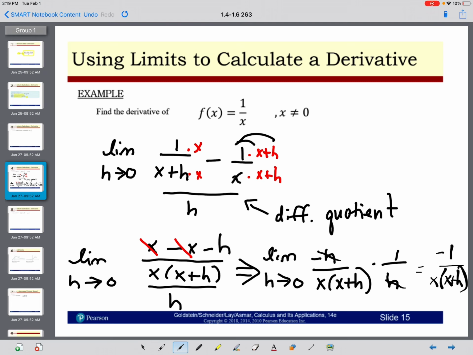Okay, and now we're going to take that limit as h approaches 0. So we're going to let h go to 0. And so when we do that, what we'll have is negative 1 all over x times x plus 0, which is negative 1 all over x squared, and that's the derivative. Okay, so f prime of x equals negative 1 all over x squared. So this right here is our final answer.